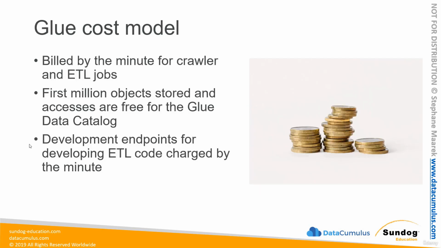Let's talk about Glue's cost model. It does a lot, and it's not free. Well, not usually. Basically, you're billed by the minute for your crawler and ETL jobs. So you're billed based on how much time your Glue crawlers take to extract those schemas from your data and how much time it takes for your ETL jobs to process and transform that data using Apache Spark. For storage, the first million objects stored and accessed are free for the Glue Data Catalog. So pretty generous allowance, but for big data applications, you might chew through a million objects relatively quickly.